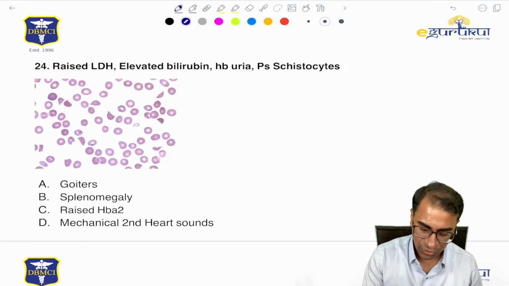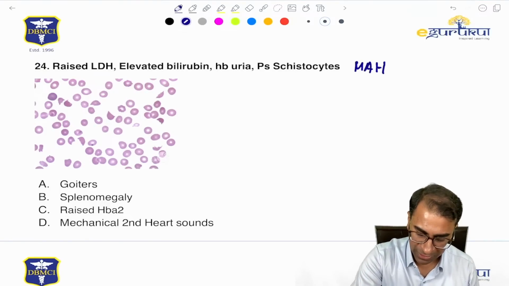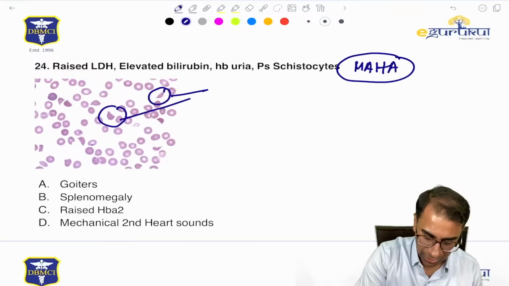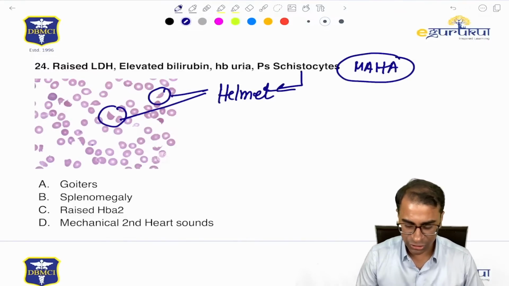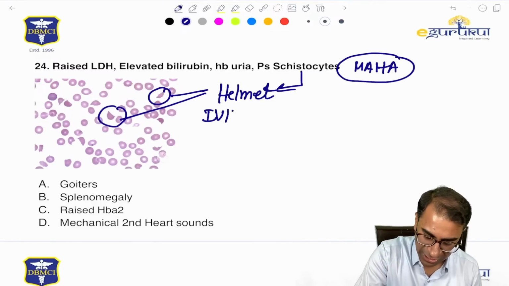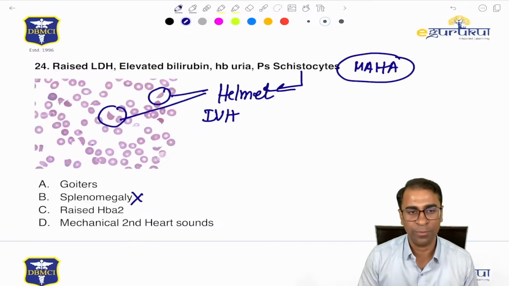A raised LDH, elevated bilirubin, hemoglobinuria, and peripheral smear shows schistocytes. What is it? It's a case of microangiopathic hemolytic anemia. And you see, these are all the helmet cells. Helmet cell is also called schistocytes. Because it's a case of intravascular hemolysis, it will never show splenomegaly.